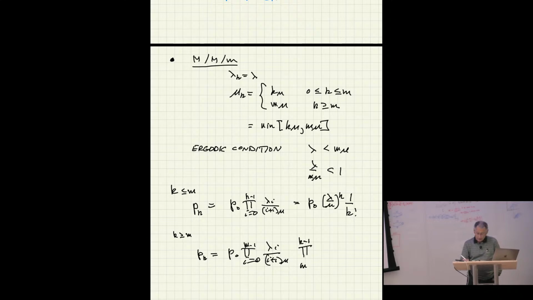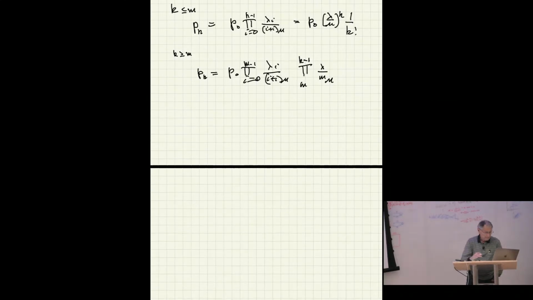And what do I put in the second part? The reason I put the i plus 1 mu here is because that's how mu sub i behaves, up to m minus 1. Beyond that, it plays like mu, so I got a lambda over mu here. And that turns out to be simply p0 times lambda over mu to the k. That comes right through. And by the way, this is not a lambda, this is a lambda i, but the lambda i is a lambda. So it's lambda over mu to the k.